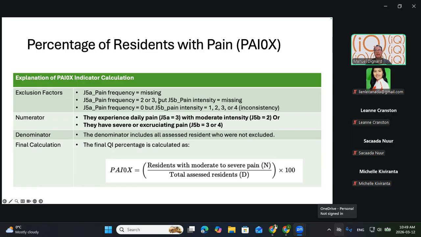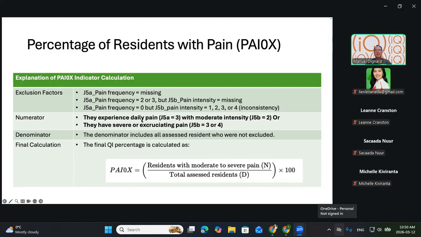If your frequency is answered, but your intensity is missing. The other exclusion is if you said there's no pain, however, you put an intensity, so there's an inconsistency here. You can't have intensity if you have no pain. So any of these three means we're not going to look at you. Everyone else, you are part of that calculation.